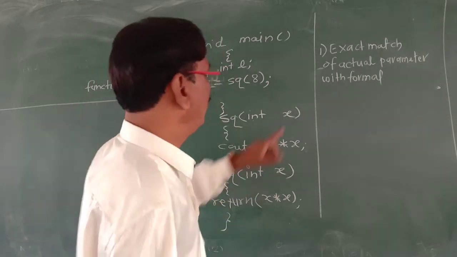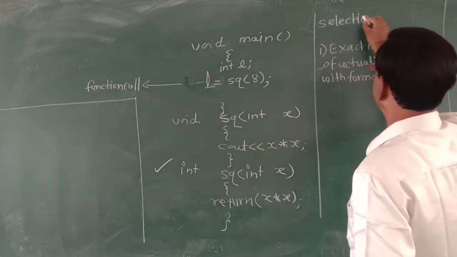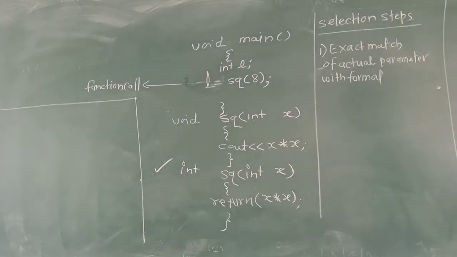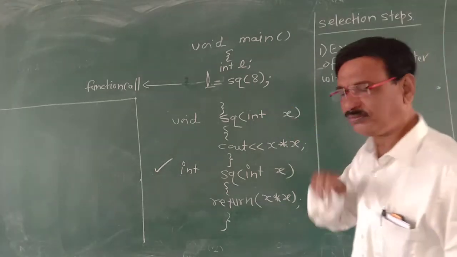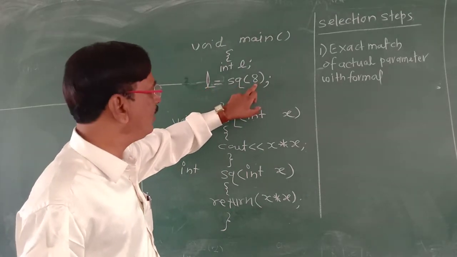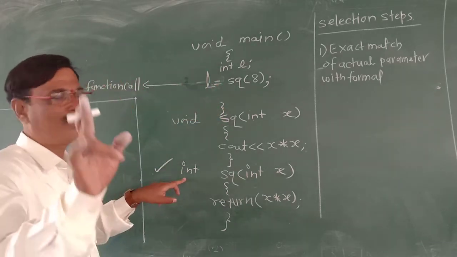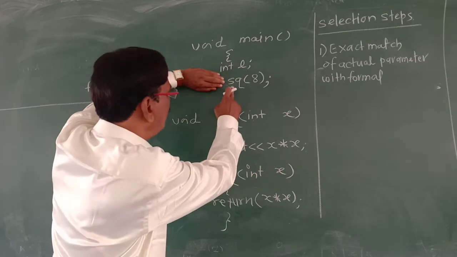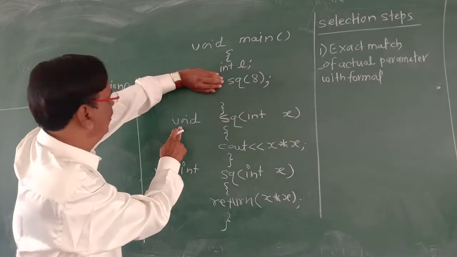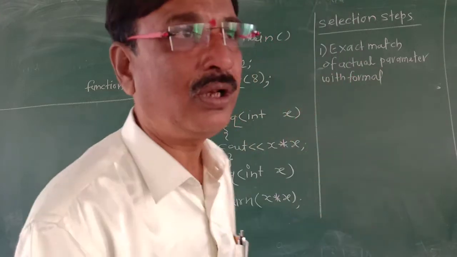So here is the first rule, the selection steps. First step, exact match. Now, here L is equal to SQ of 8. 8 is the actual parameter, it matches with x, it is accepting L, L is integer, here is integer. And if you say only SQ, the actual parameter exactly matches formally with x, no return, so the function with y as return will be selected. So, exact match of actual parameter. Let us see one more example.